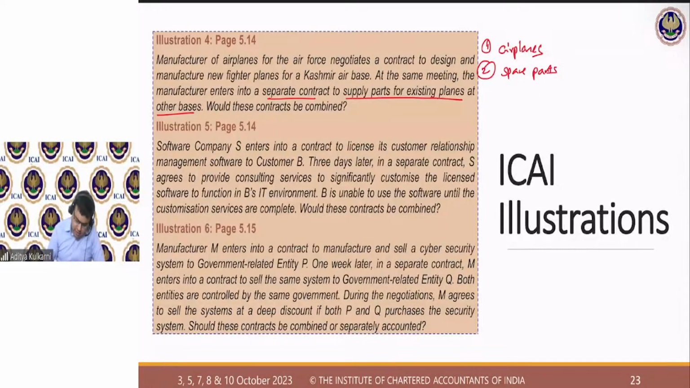Would these contracts be combined? What do you guys think? Would these contracts be combined? I'll come to your question, Vimal. Would these contracts be combined? What do you guys think?